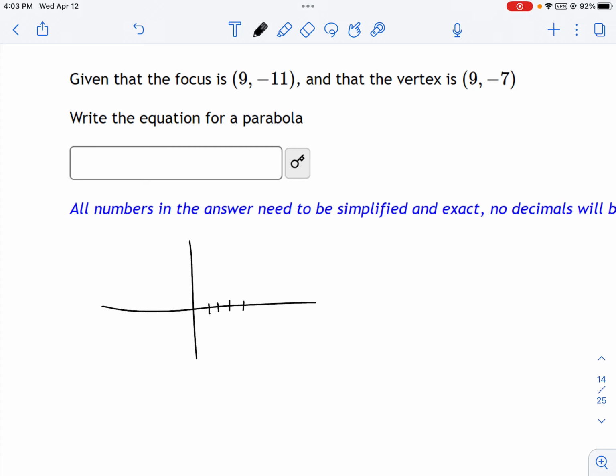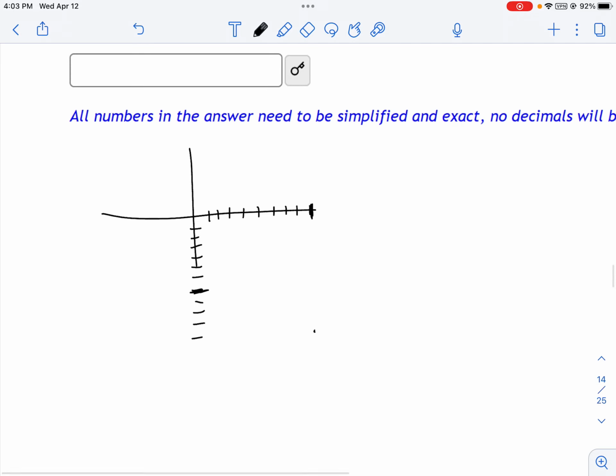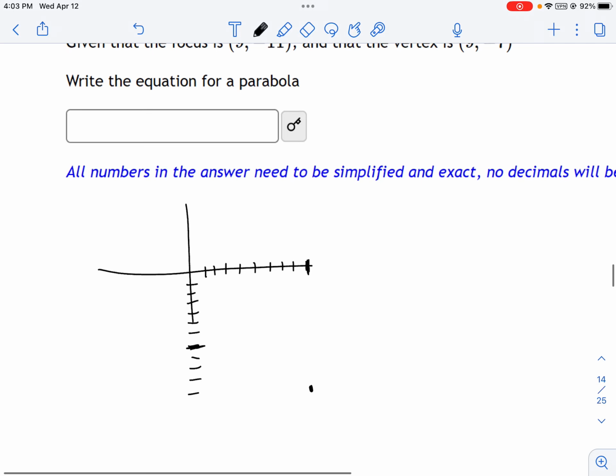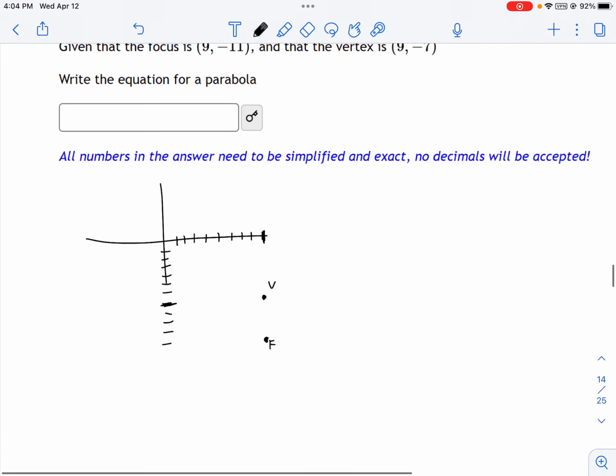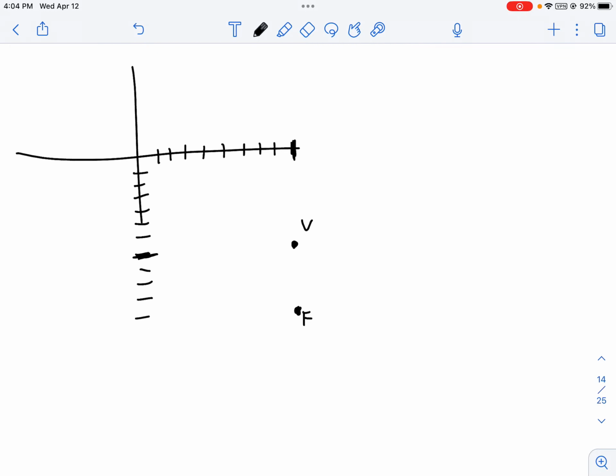So 3, 4, 5, 6, 7, 8, 9 is right there. And then we have 1 at negative 1, 2, 3, 4, 5, 6, 7, 8, 9, 10, 11. Alright, so we have a focus. This is your focus, and right here is going to be your vertex. Now, if you know the bare minimum of parabolas and you know that a focus is within the direction of opening, that means your parabola has to be going downwards, okay? So we know the parabola is now facing downwards, and that's half the battle right there.